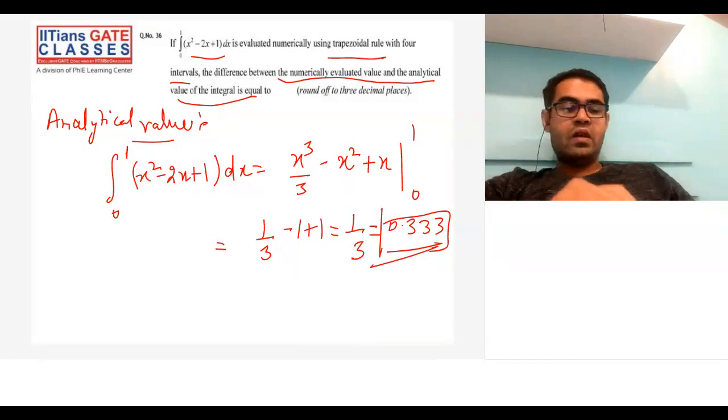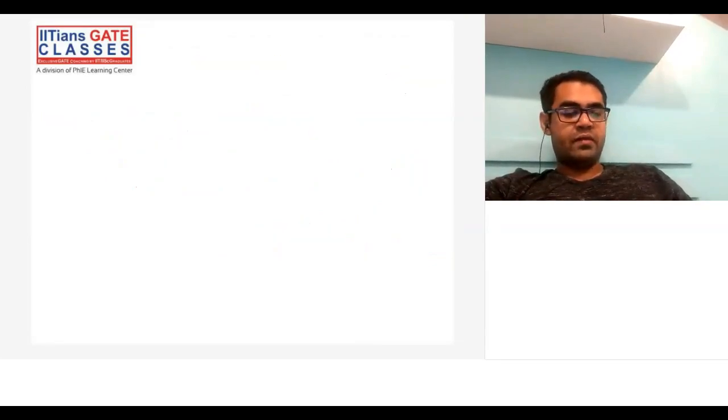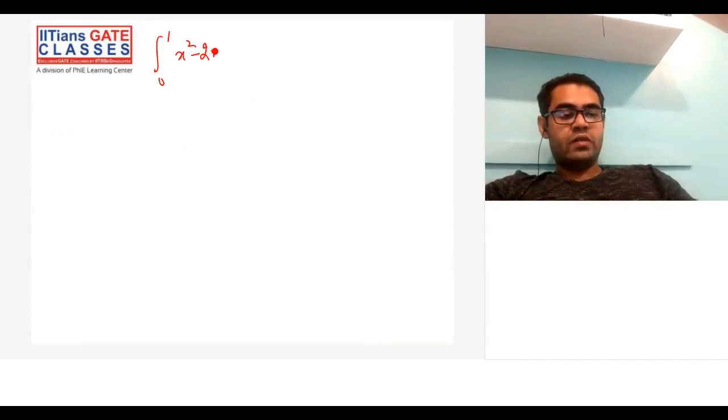and this is the way you calculate the analytical value for any given function. Okay. Now the next thing is you have to calculate the numerical value using the trapezoidal rule with 4 intervals. Let's do that on the next slide. So 0 to 1, x square minus 2x plus 1 dx. Alright. 4 intervals are given and I have to use what? Trapezoidal rule.